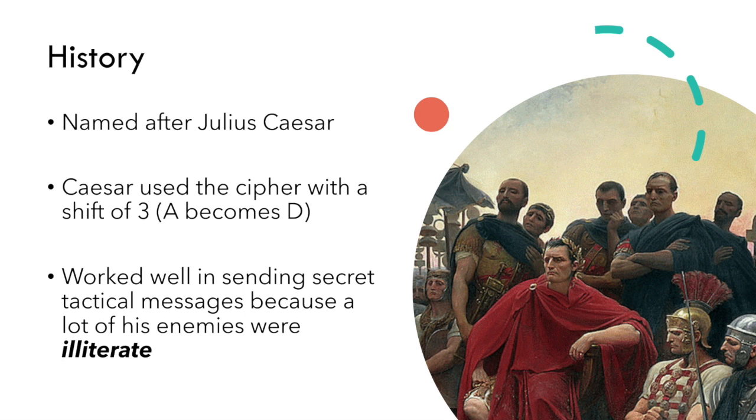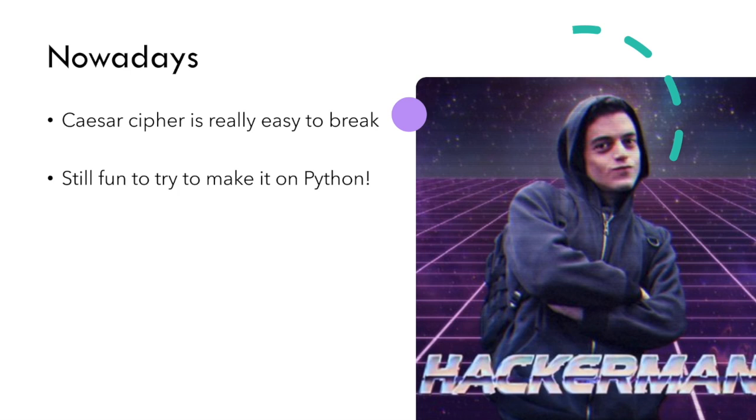Julius Caesar is known to have used this encryption technique in his private correspondence and to send tactical messages. This technique proved very successful, but it also helped that a lot of his enemies didn't know how to read, or they just assumed that the cipher was in another language. Presently, the Caesar cipher is not used for any security purpose because it's easy to decrypt with computers. But it would still be good fun to make a Caesar cipher program.